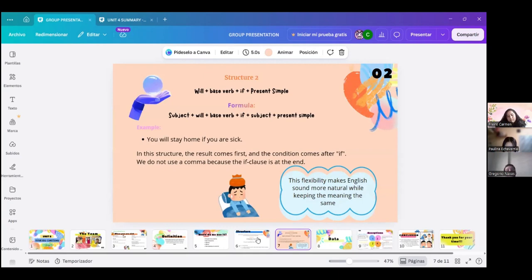In structure 2, the structure is will plus base verb plus if plus present simple. The formula is subject plus will plus base verb plus if plus subject plus present simple. For example, you will stay home if you are sick. In this sentence, the result comes first and the condition comes after if, because the if clause is at the end of the sentence. We do not use a comma, but the structure has the same meaning. The only difference is the order of the clauses.